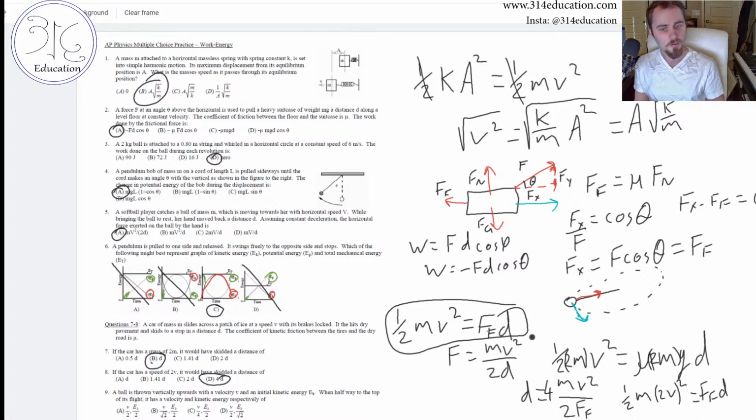And then number 9, we were almost out of space, so let's hope we can do this without having to show too much work here. Number 9: a ball is thrown vertically upwards with some velocity v and initial kinetic energy Ek. When halfway to the top of its flight, it has a velocity and kinetic energy, respectively, of which?